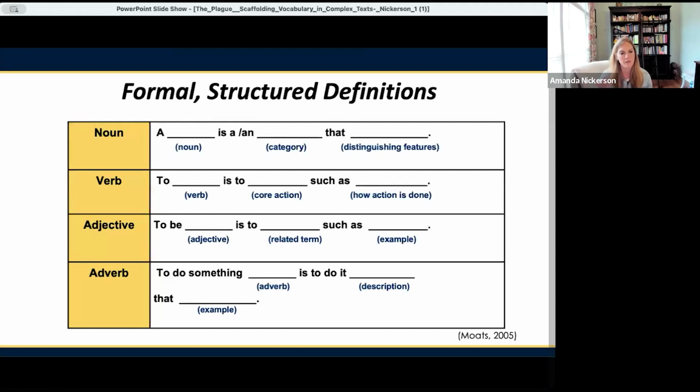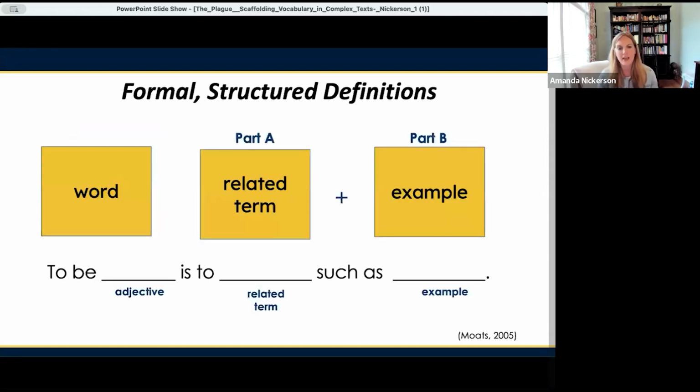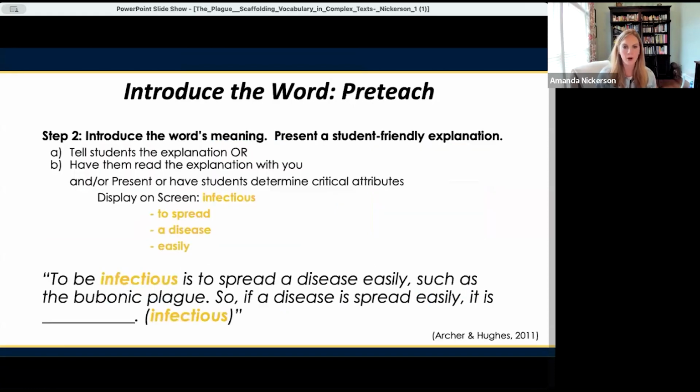And then there are different frameworks or sentence stems for verbs and adjectives and adverbs. And I just want you to have that at your fingertips in the handouts. But what I would use for a word like infectious is this one. So to be infectious is to what, such as what. So I'm going to give a related term and I'm going to give an example. And I'm going to say an example like this.